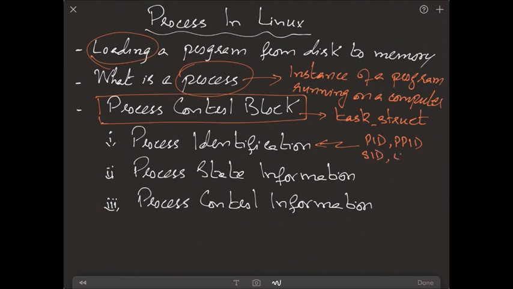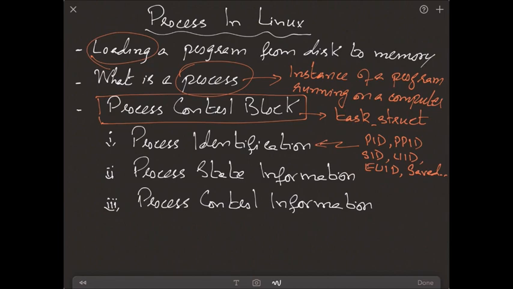It contains the UID of that process. It may contain the EUID of that process. It may contain the saved set user ID of that process, and so on. So there is a lot of process identification. Then we have the process state information. The contents of the CPU registers determine the state of that process. The contents of the program counter tell you which is the actual line of code which is going to be executed next. The flags contain information about various operations.